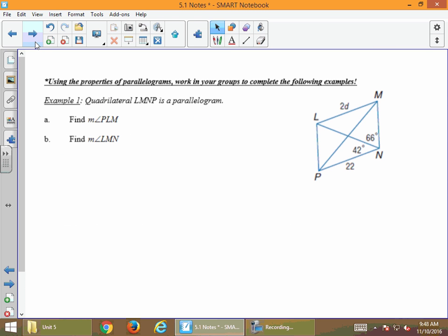Alright, so now we're going to take those properties and apply them to parallelograms. We're not going to need a group to do this short problem, so we're just going to plow through it together. In example 1, it says quadrilateral LMNP is a parallelogram. We're going to take that information to find the measure of angle PLM. Well, PLM is this angle right here. We want to find that measure.